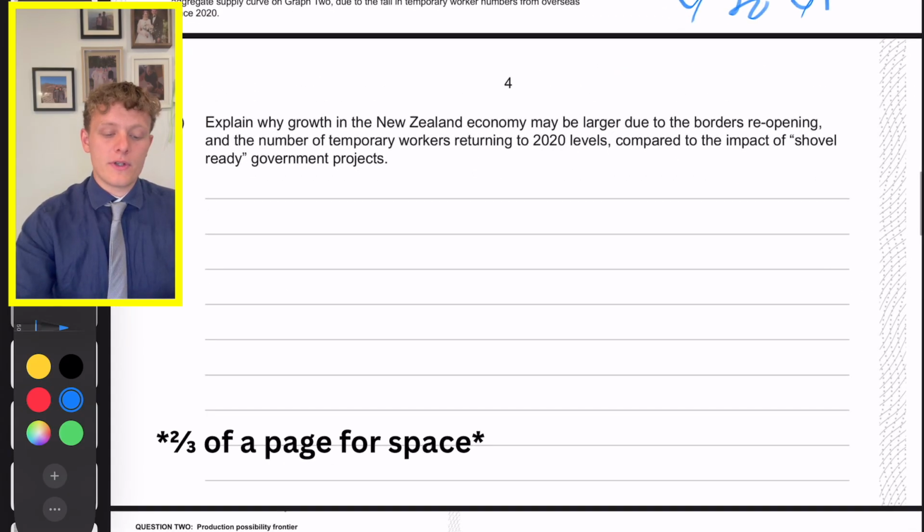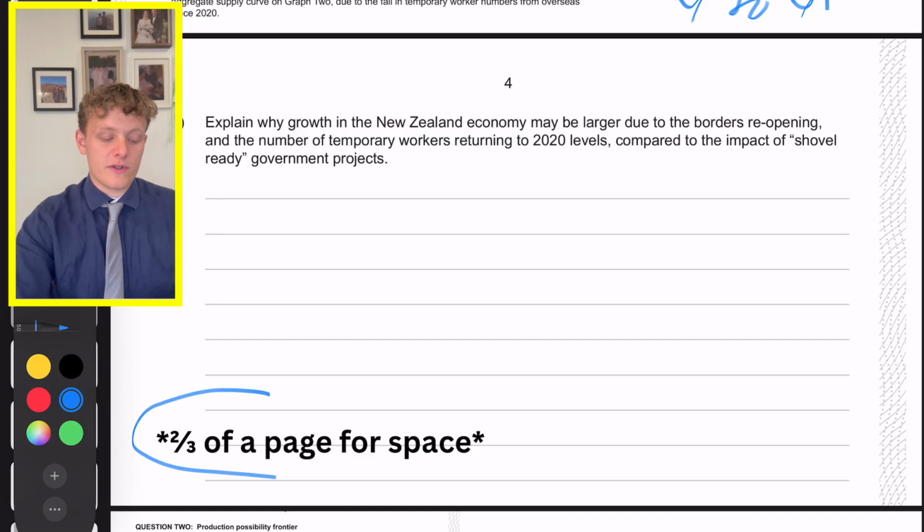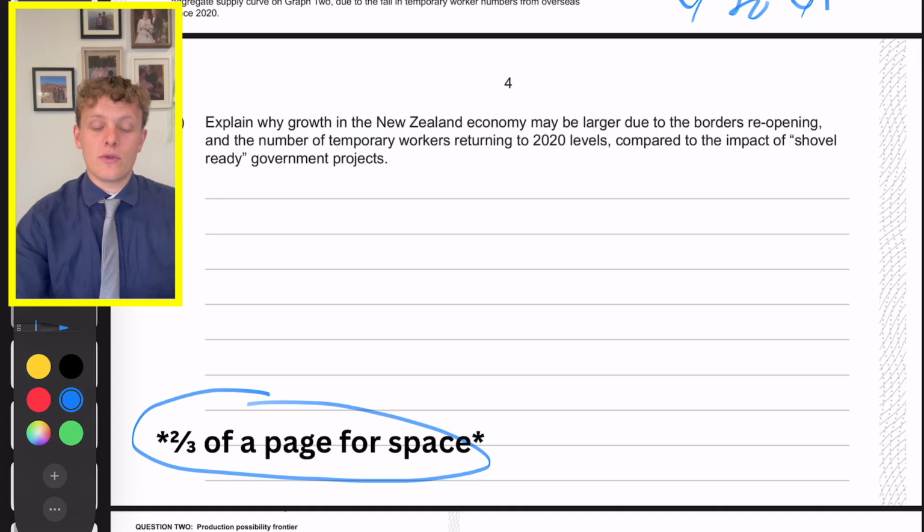Explain why the growth in the New Zealand economy may be larger due to the borders reopening and the number of temporary workers returning compared to the impact of shovel-ready government projects. And it's given us about 2/3 of a page for room. I've just zoomed in, so I just made it clear.